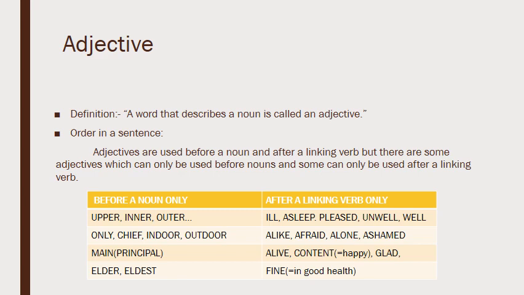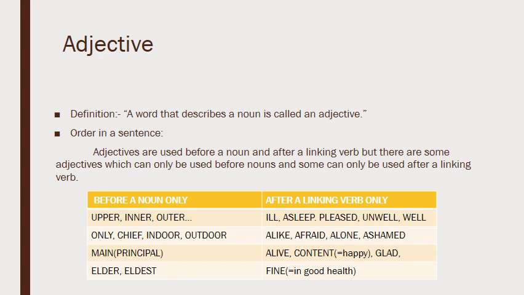Here is a list of adjectives which are used before a noun only: upper, inner, outer, only, chief, indoor, outdoor, main means principal, elder or eldest. These adjectives are only used before a noun, means these adjectives would not be used after a linking verb like is, am, are, etc.